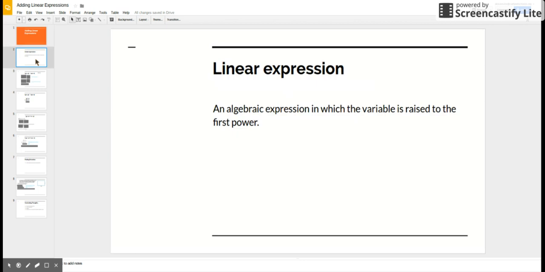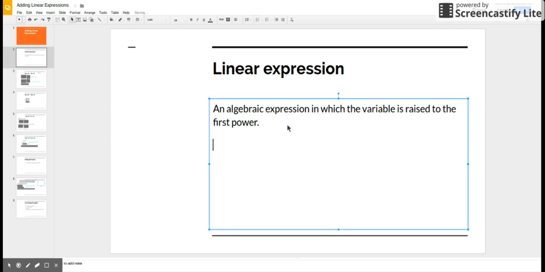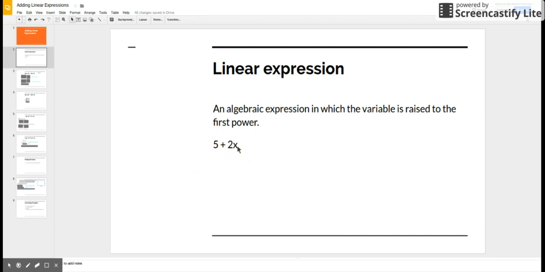First, you need to know what a linear expression is. A linear expression is an algebraic expression in which the variable is raised to the first power. So, in other words, if you have, let's say, 5 plus 2x, it's just 5 plus 2x. It's not 5 plus 2x squared. It's 5 plus 2x, okay? So basically anything that has an x in it to the first power, this is the way that you're going to add the expressions.